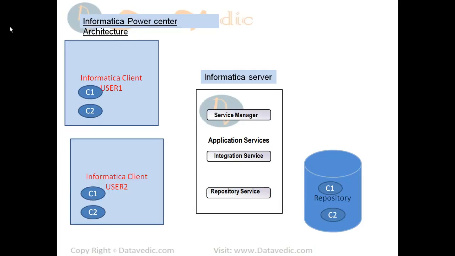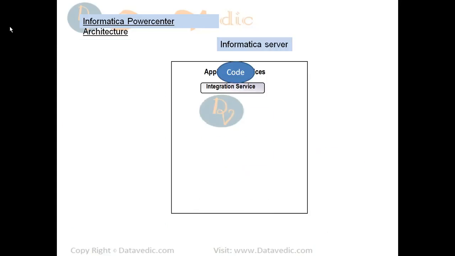Now let us see how we can execute the code which is available in the repository. Assume user 1 wants to execute code C2. When he says execute the code C2, the client machine will communicate with the integration service, and the integration service will communicate with the repository service, and the repository service is going to communicate with the repository, fetch the code C2, and submit the code to the integration service. Then the integration service is going to analyze the code, the source system, the target system and the transformation as well, and it's going to create three threads.